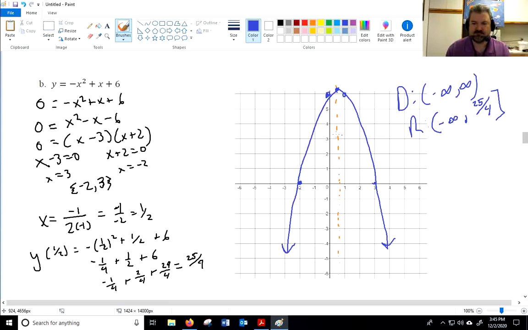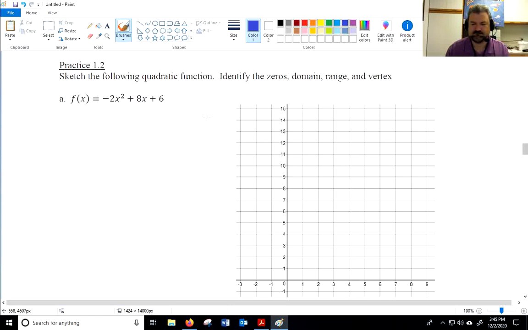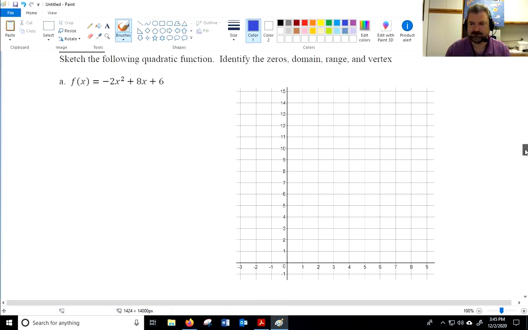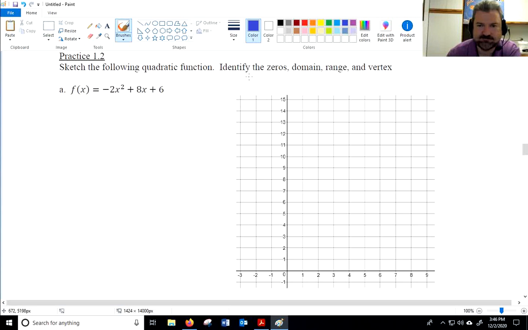All right. What I'd like you to do is sketch this one. I want you to identify the zeros, domain, range, and vertex. Give it your best try. All right, you ready to go over it?